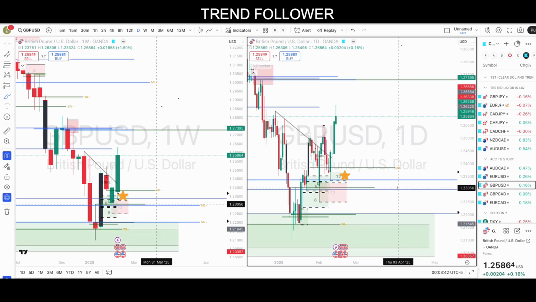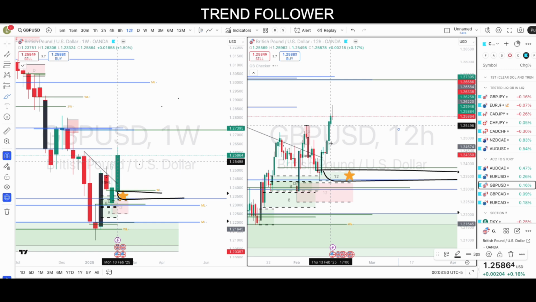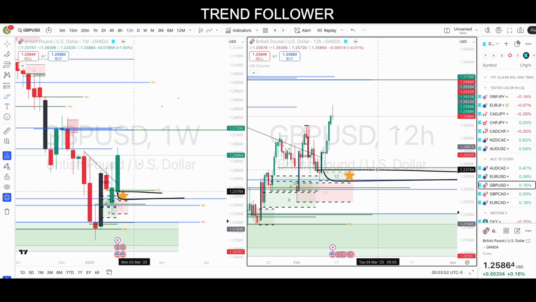Otherwise, no. Similarly, on GBPUSD, what I really care about is this zone here. There is a 12-hour zone, right? So there is a 12-hour zone here.